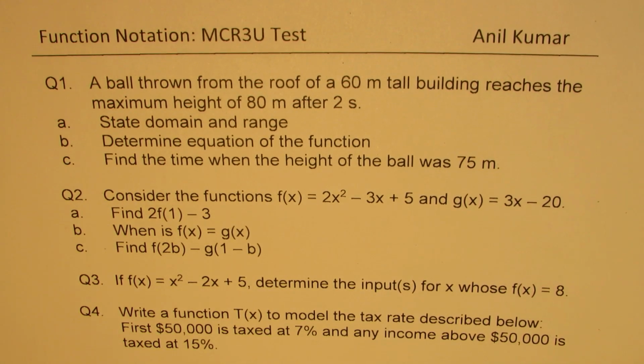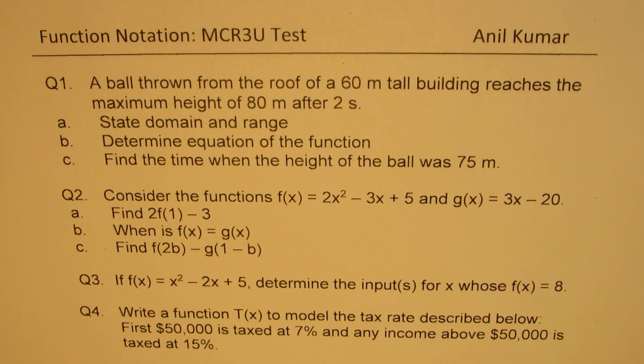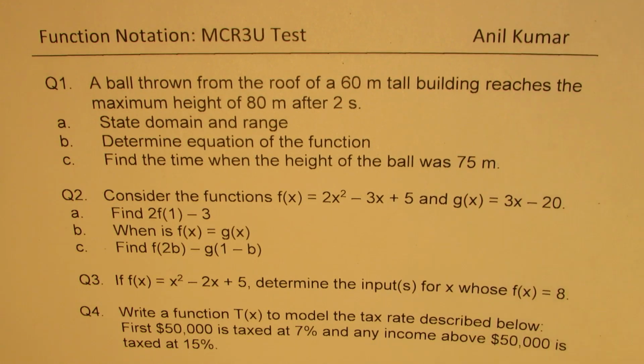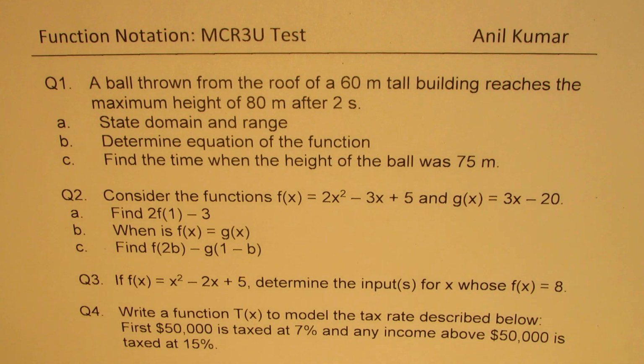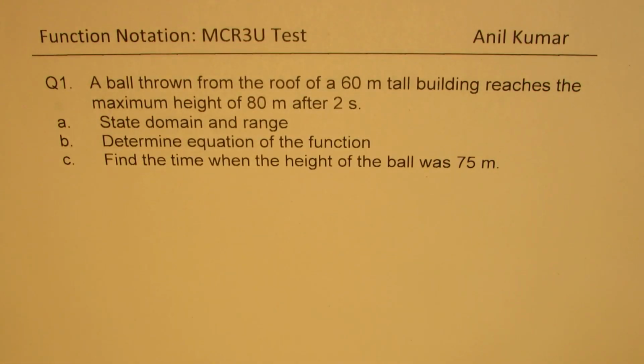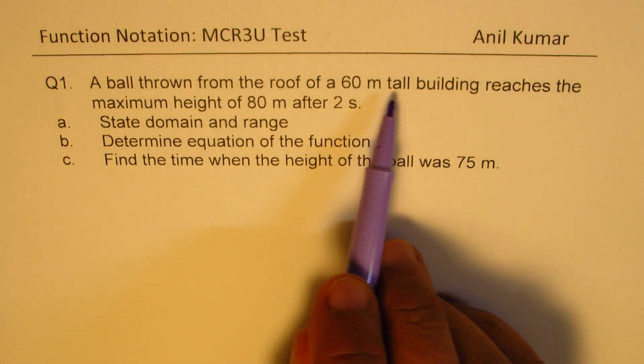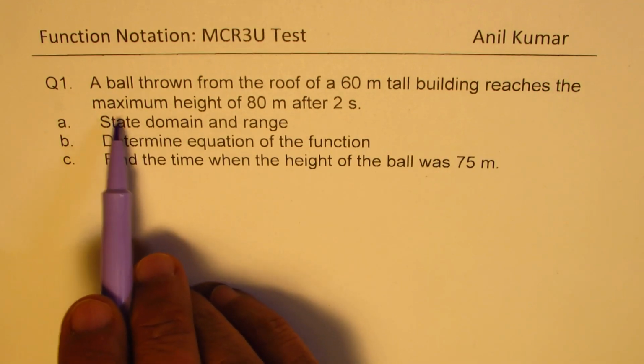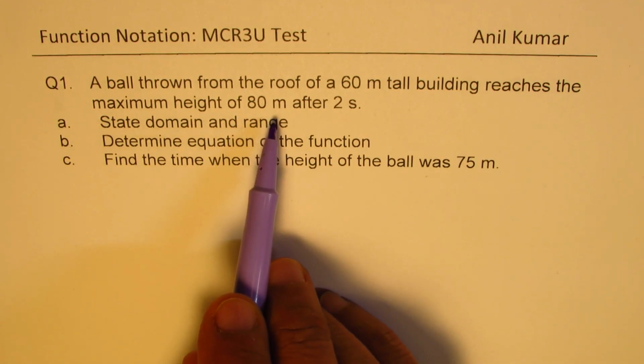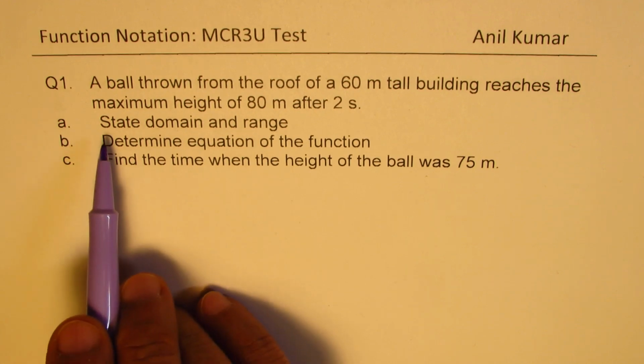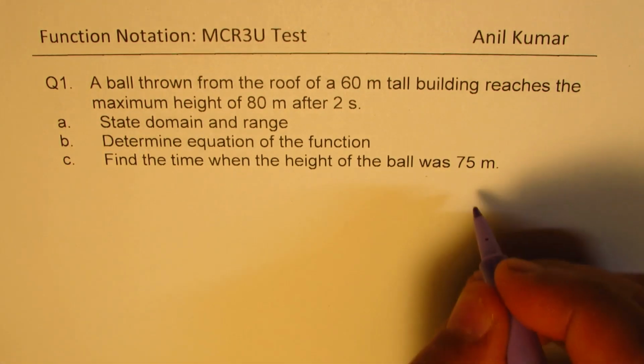You can always pause the video, answer these questions, and then look into my suggestions. Question number 1. A ball is thrown from a roof of a 60-meter tall building, reaches maximum height of 80 meters after 2 seconds. We need to state domain and range.